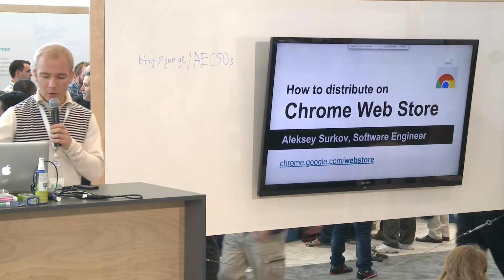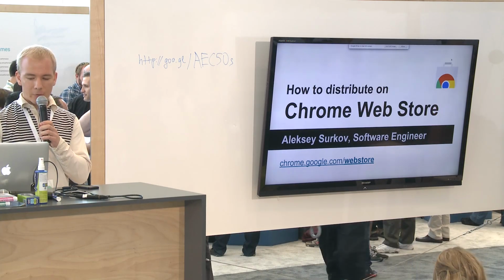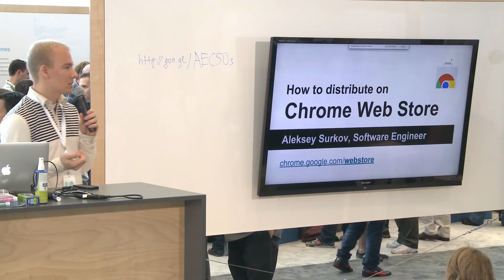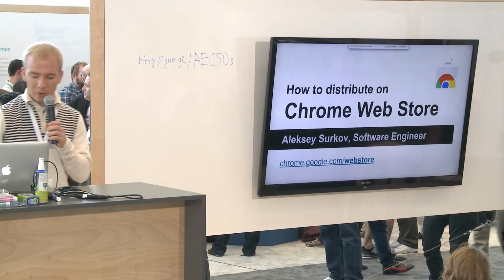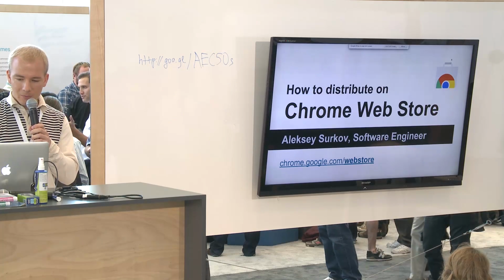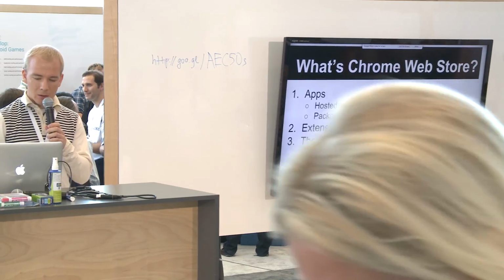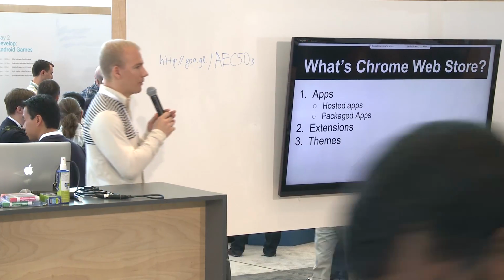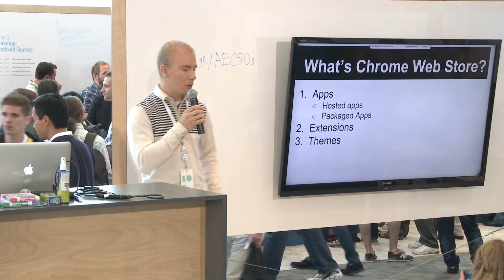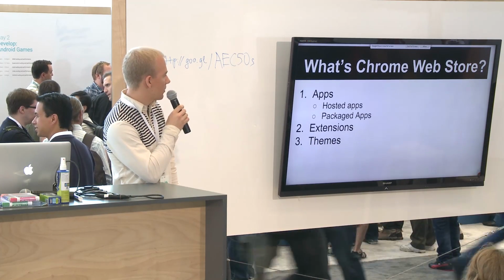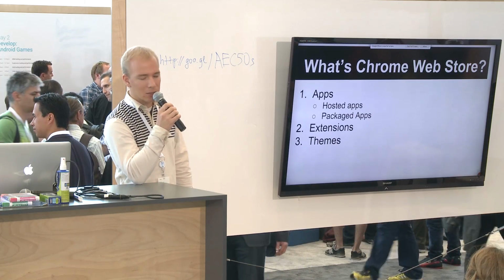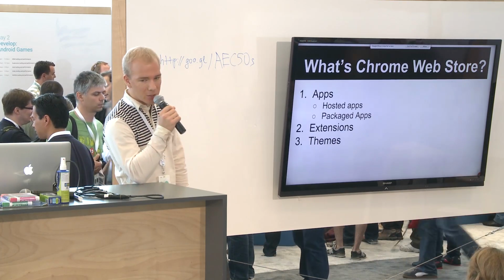So our Web Store is supported on all our desktop platforms, Mac, Windows, Linux. We don't support any mobile browsers yet, so don't try to open the link from Android or iOS. What kind of content do we have in the Web Store? We really have three types of items in Web Store. We have applications, and applications can be hosted and packaged.